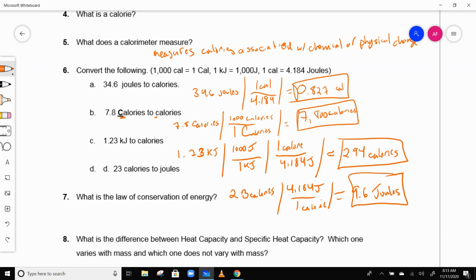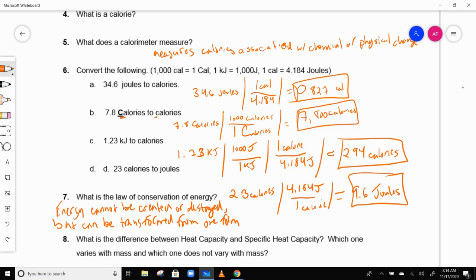Okay. Next one, what's the law of conservation of energy? That is, energy cannot be created or destroyed, but can be transformed from one form to another. Simple, simple.